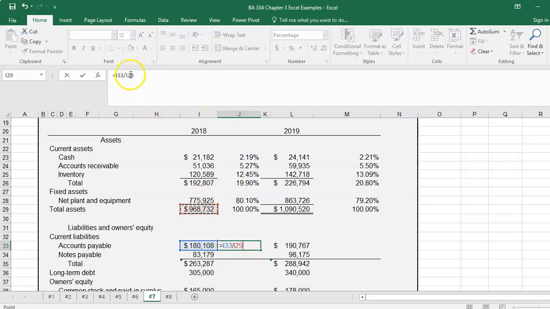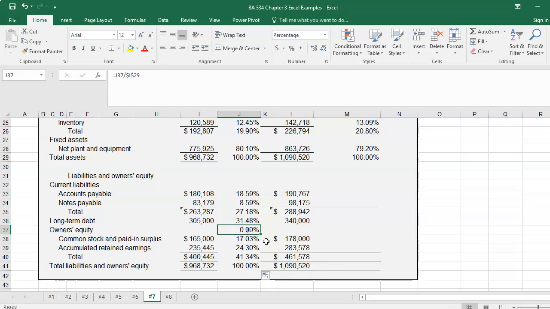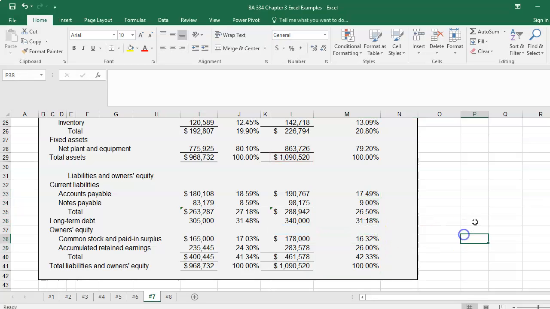Take everything divided by total assets. Common size financial statements allow us to make comparisons from one year to the other. They allow us to compare our own company internally from one year to another. They allow us to compare ourselves to other companies, and they allow us to make financial projections about the future.